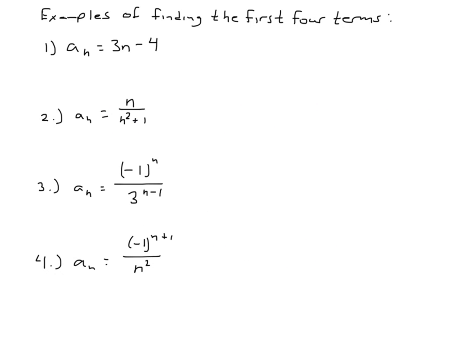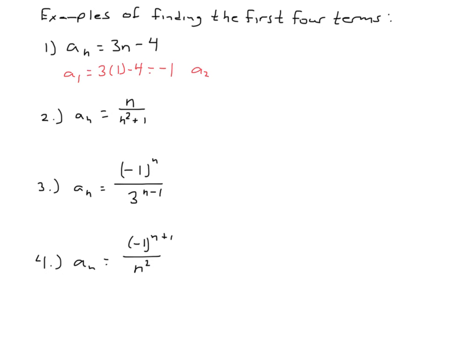Let's take a look at a couple examples here, 4 examples actually, where we have to find the first 4 terms. Again, what this means is that they're going to tell you to start with 1, so you're going to plug in 1 for n. So when I want to find a sub 1 in the first problem, a sub 1 is going to be 3 times 1 minus 4. And when I do that, I'll get negative 1.